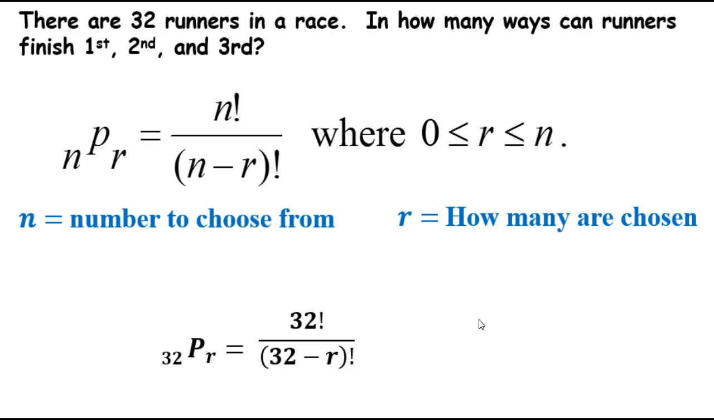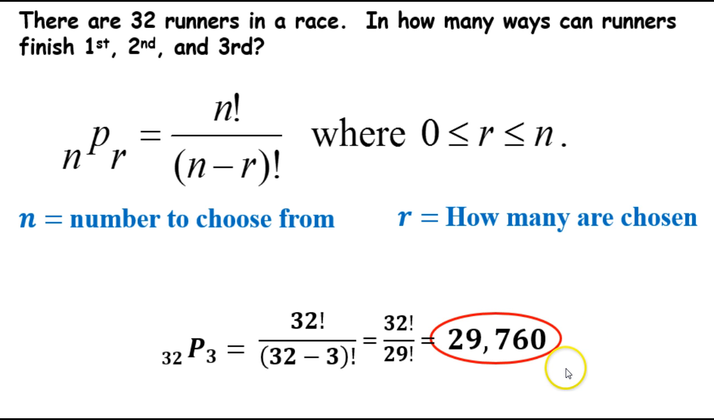Now we need to determine what our R value is. How many are chosen? In this case, we've got first, second, and third place. There are going to be 3 that are chosen. So my R value is 3. I need to fill that in over here as well. Now we just need to simplify this particular one. So we've got 32 factorial divided by 29 factorial. Now, if we plug that into our calculator, we get 29,760. Now let me show you how to plug it into your calculator.